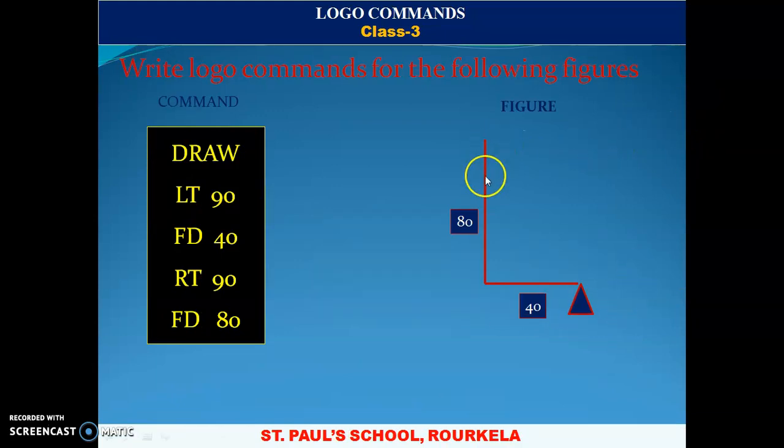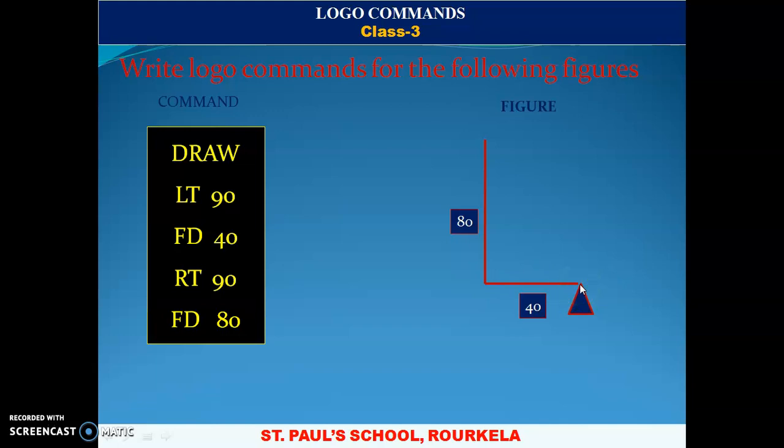Now in this L, your turtle position is here. Whenever you are drawing any Logo figure, first you have to see the turtle position. Now here you are going to draw a line which is on the left side of the turtle. So this is the right side and this is the left side. If I use the FD command, it will move the turtle straight upward. But I want to draw the line on the left side. So what should I do?